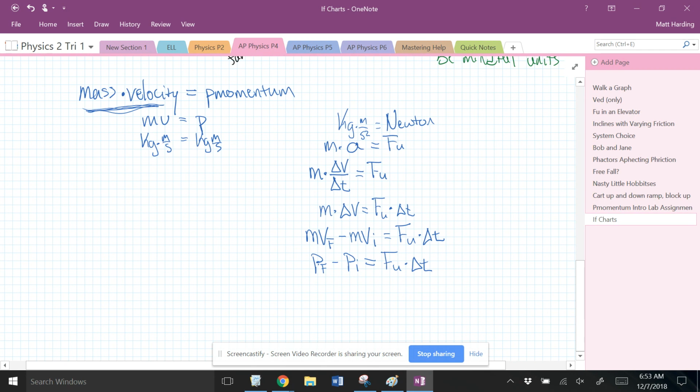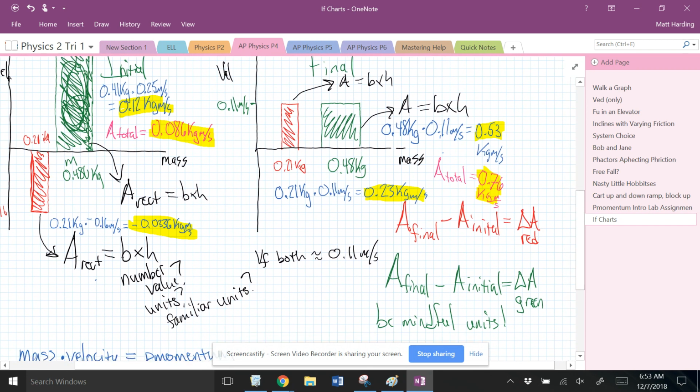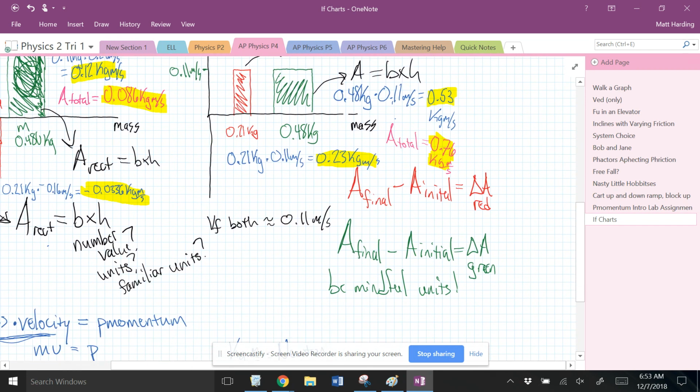That is important then to take back up to the lab and look at not the total area on each side, but look at the change for each object. So what is the change for the red? What is the change for the green up here? If I do that real quick, let's see.